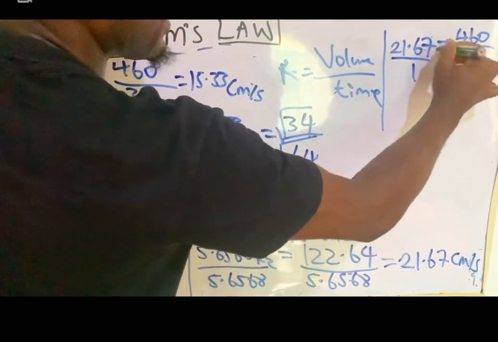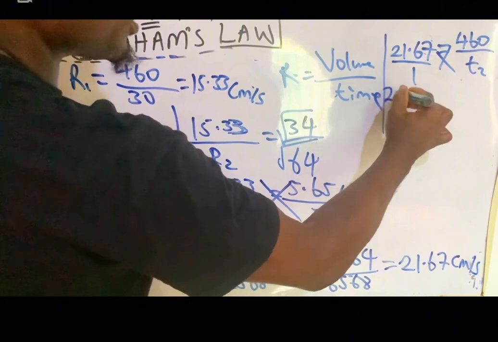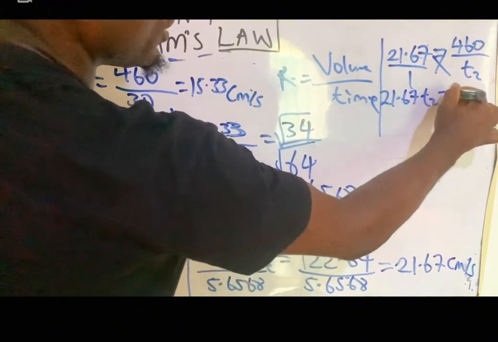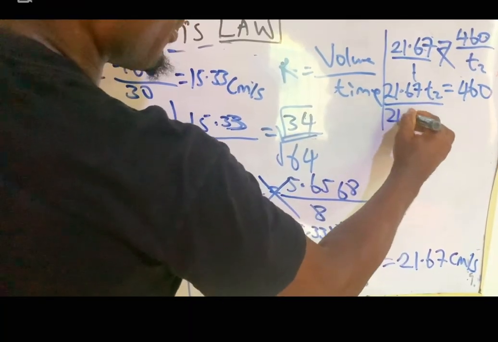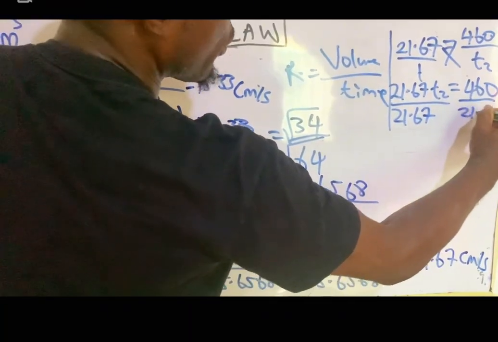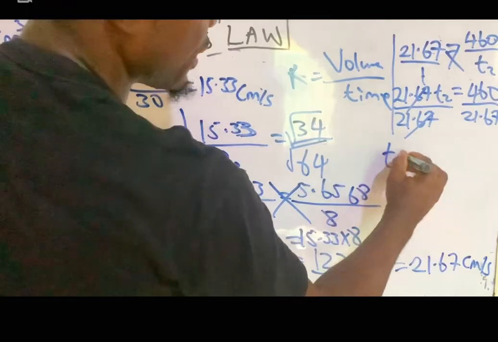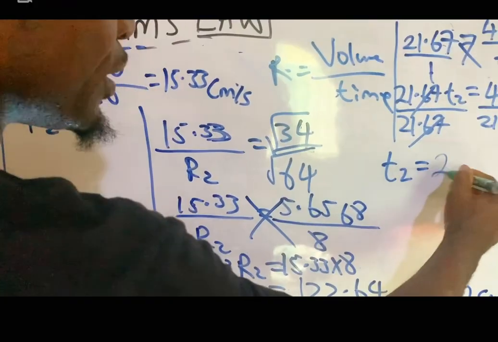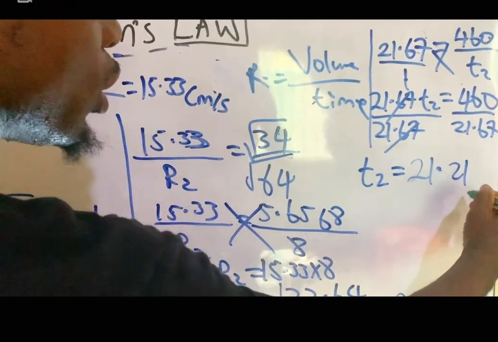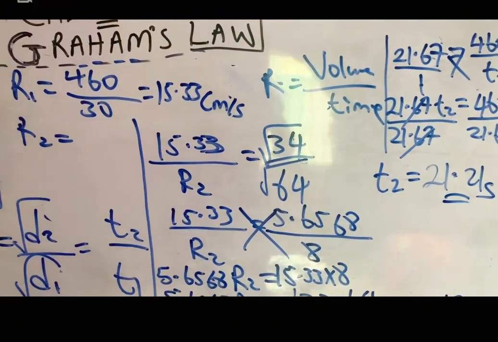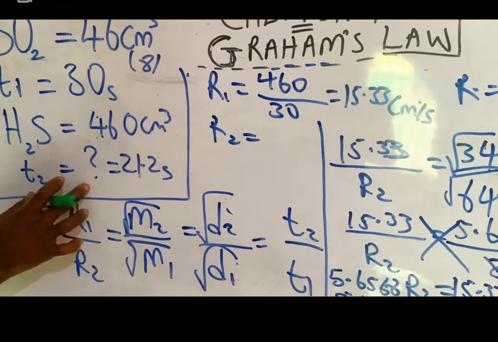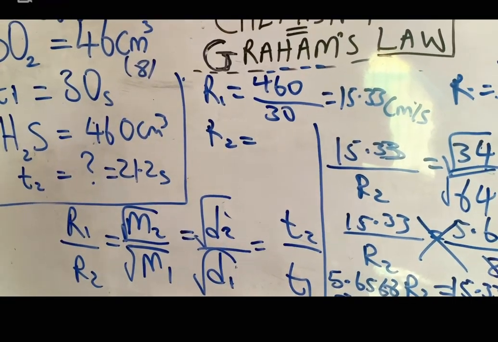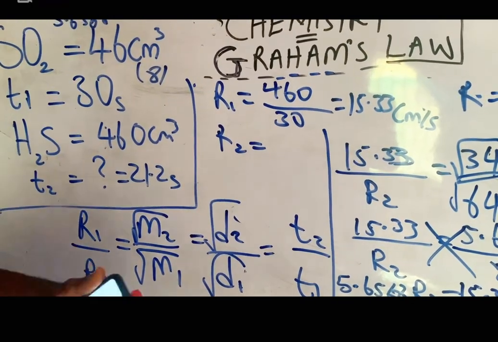So we cross multiply. So we are going to have 21.67 T2 equal to 460. So we divide both sides by 21.67. So my T2 is equal to, now we press, 21.21 seconds. So it will take 21.2 seconds for hydrogen sulfide to diffuse through the same partition with that of sulfur 4 oxide. I believe this is simple.